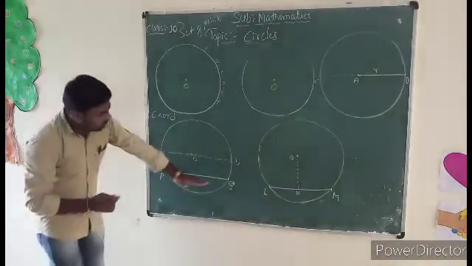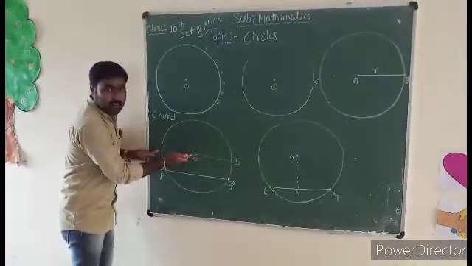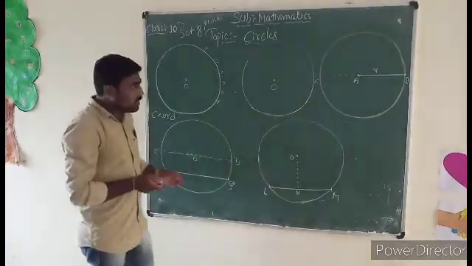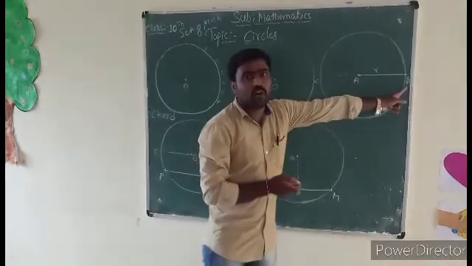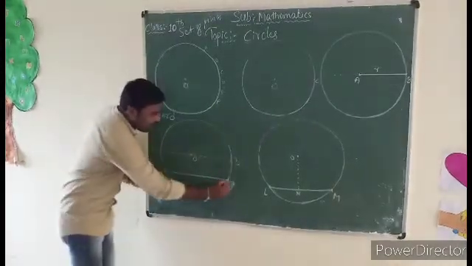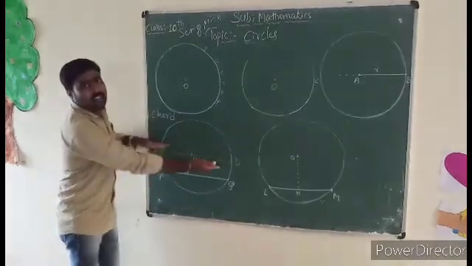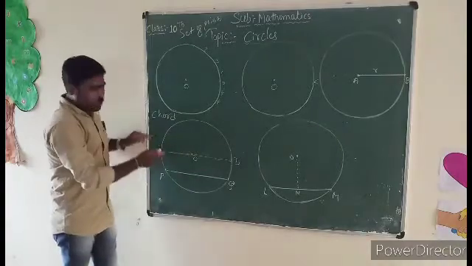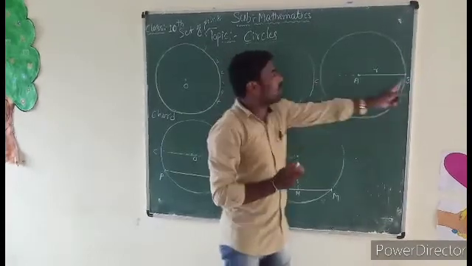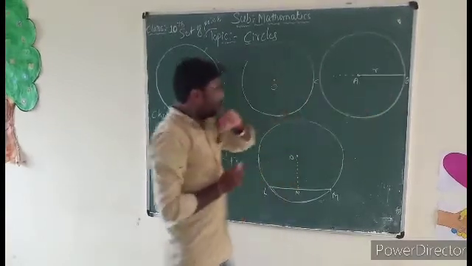But here the length of the chord gradually increases as it comes near the center. The line segment that passes through the center we call a diameter. See here, CB is what? Diameter. So the diameter is the major chord. Suppose the length of the chord is 8 centimeters, and gradually the length increases, now 9, 10, likewise. So the maximum length of the chord is at the center, where it passes through the center. This line segment we call the diameter of the circle. So CB is the diameter of the circle.